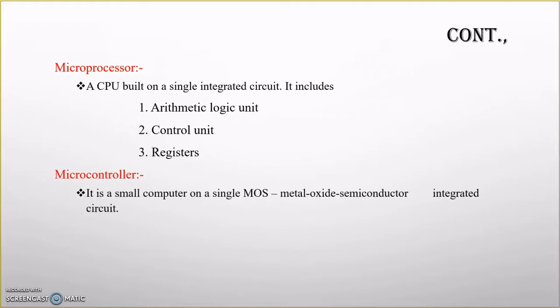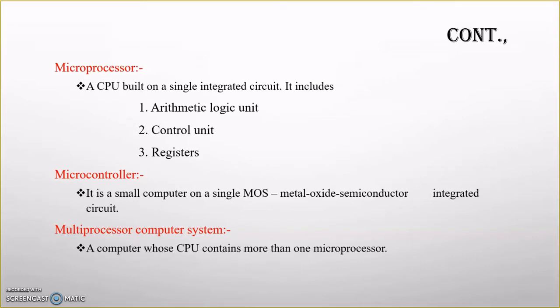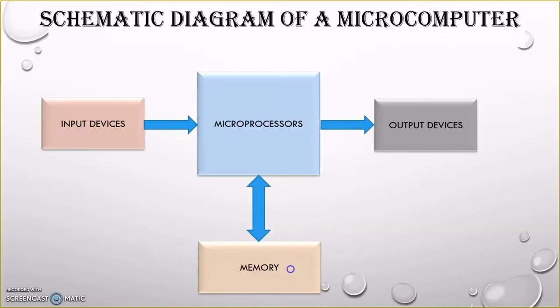The next definition is microcontroller. It is a small computer on a single metal oxide semiconductor integrated circuit. Next one is multiprocessor computer system. A computer whose central processing unit contains more than one ICU.